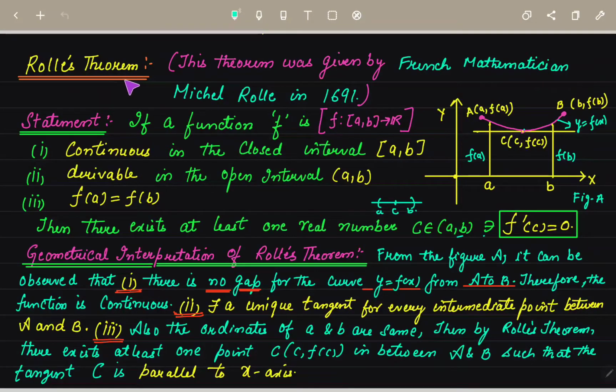Today I am going to teach you Rolle's theorem. This theorem was given by the French mathematician Michel Rolle in 1691.